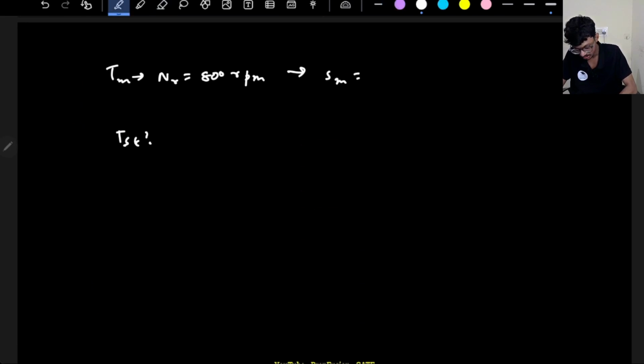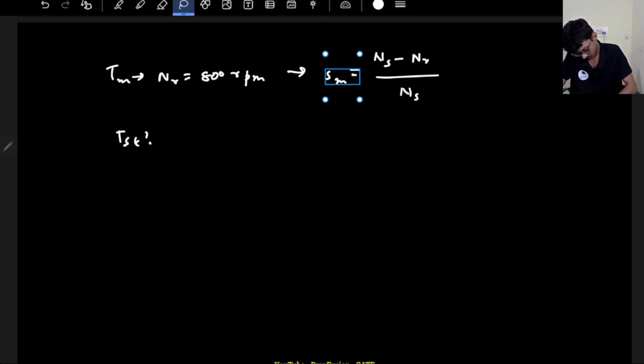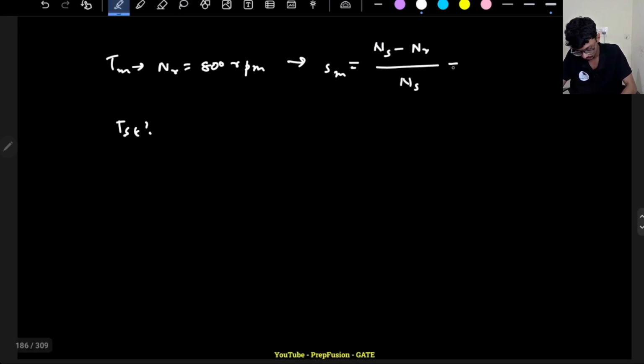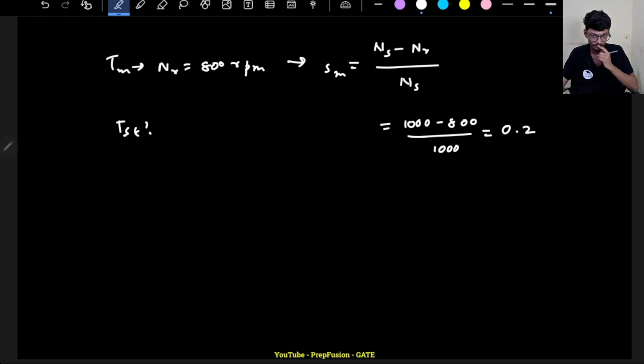What is the slip at maximum torque? Slip at maximum torque will basically be equal to (ns minus nr) divided by ns. So ns is 1000, minus 800, divided by ns, that is 1000. So it is basically 0.2. 0.2 is the maximum slip. Again, if you remember, slip at maximum torque is simply s into x2 dash is equal to r2 dash, if you remember this, right? So from here I will be able to find out the ratio.